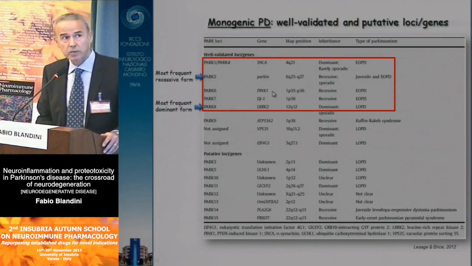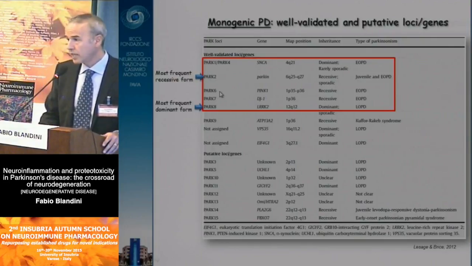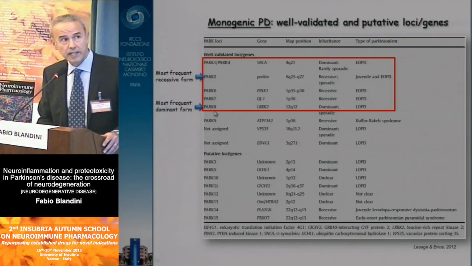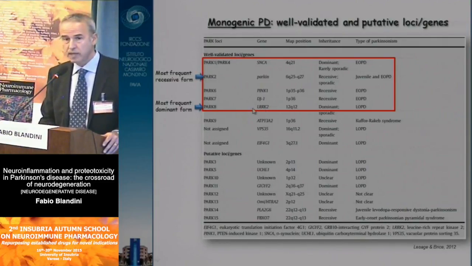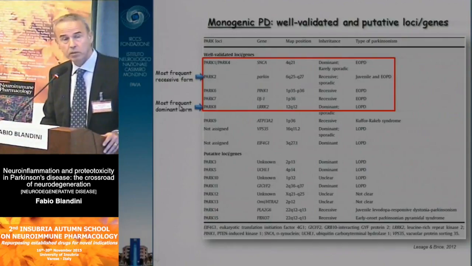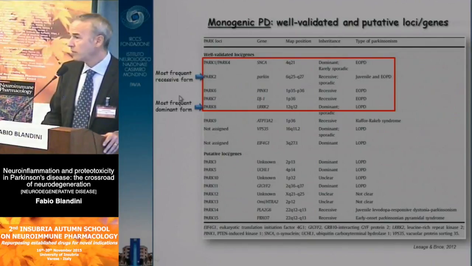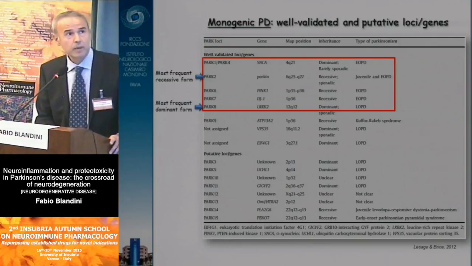PARK6 encodes for PINK1, which is a kinase. PARK7, DJ1, is also an autosomal recessive genetic PD form. And then PARK8, where the gene involved is LRRK2, which is a kinase, and this one is the most frequent dominant form of genetic PD. So these two are probably the forms of genetic PD which are the most relevant to the clinician.